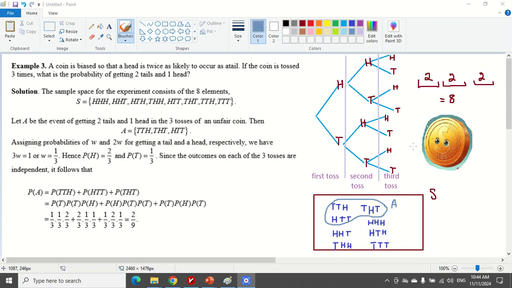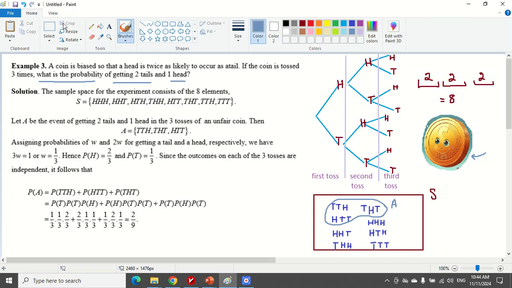I have a shape of a coin over here, and as you know, most of the coins that you know from reality are unbiased, but this coin is unfair, and the probability of occurring head is not the same as the probability of occurring tail. So if the coin is tossed 3 times, in the question they ask you to find the probability of getting 2 tails and 1 head. I'm looking for this probability.